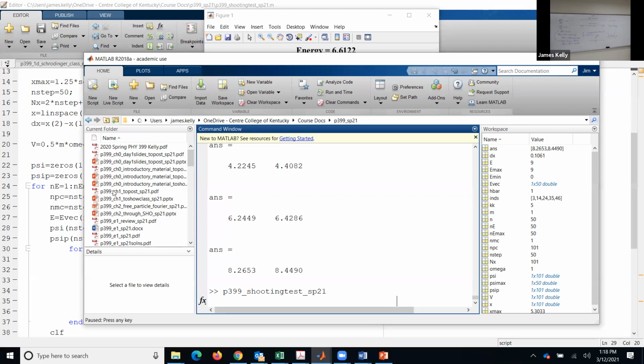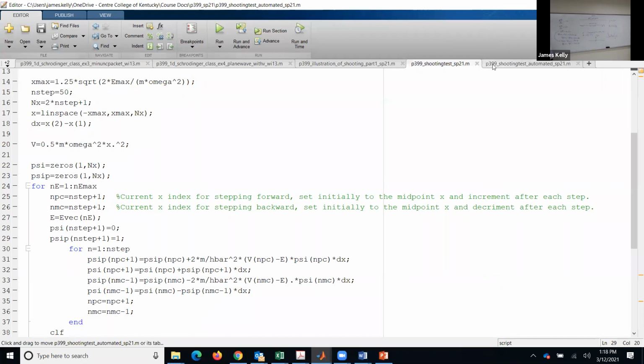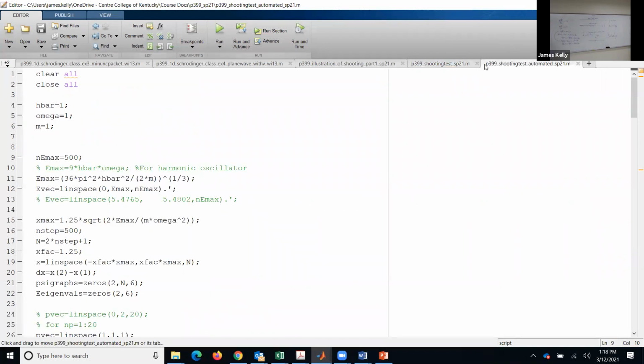Okay, so that's the crude sort of getting-it-going level of code. And now here's a code where I've made everything a little bit automated, but it's the same basic kind of code. I'm not going to go through it with you, but when I run it, it checks for even and odd solutions as it steps up in energy, and it does the zeroing in automatically as it goes through, and then it makes the nice plot.